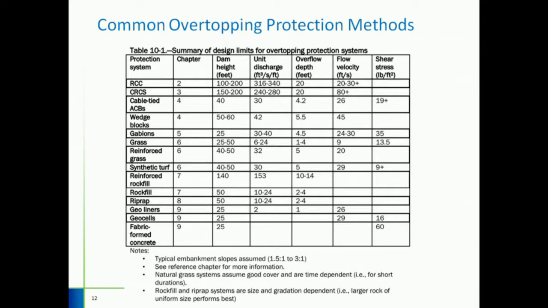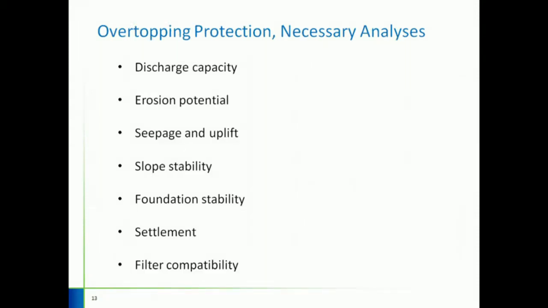So here's a list of analyses that need to be done as part of the overtopping protection design. Like we mentioned, discharge capacity, erosion potential, seepage and uplift. You're going to see that these are particularly necessary for impermeable types of protection mechanisms. Slope stability, and of course foundation stability, settlement, and filter compatibility.